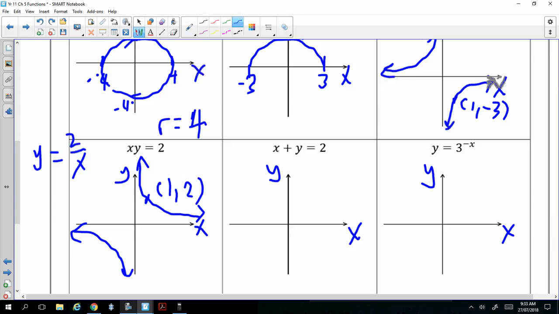How about the next one? x plus y equal to 2. It is a straight line. What's the x and y intercept? You can find the x intercept when y is 0. What's x equal to? 2. And when x is 0, what's y equal to? 2 as well. Find the x and y intercepts and join the 2 dots. You get a straight line. See the difference between these two? When you change times to a plus, you get a completely different shape.